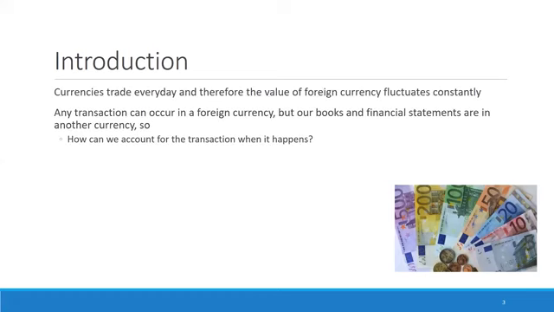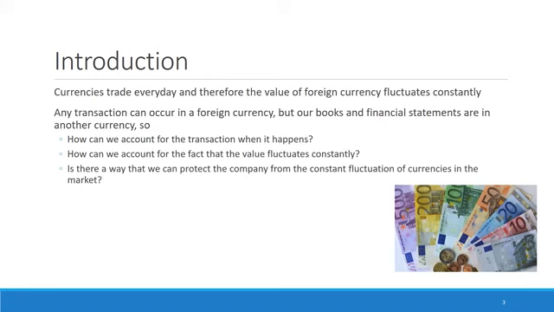So firstly, we start off trying to understand why we're even looking at foreign currency transactions. The currencies trade every day, and therefore the value of foreign currency fluctuates constantly. As you will see on the JSE, as well as on the stock exchange, they do show you the exchange rates and how they are constantly changing throughout the day. Any transaction can occur in a foreign currency, but our books and financial statements are in another currency. So then how would we account for this type of transaction when it happens?